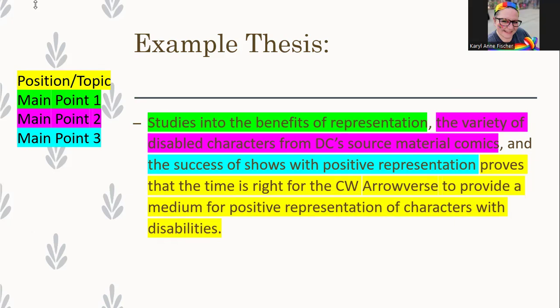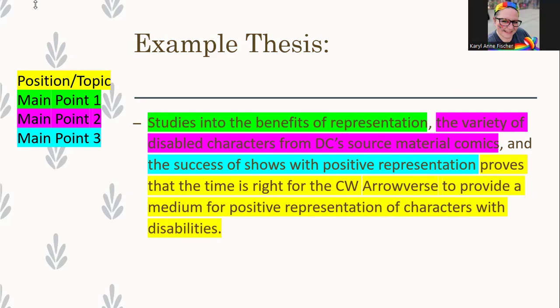Studies into the benefits of representation, the variety of disabled characters from DC's source material comics, and the success of shows with positive representation proves that the time is right for the CW Arrowverse to provide a medium for positive representation of characters with disabilities. This tells my readers my position is that these shows need to have disabled characters. That's my position. That's the majority of what my paper is about.